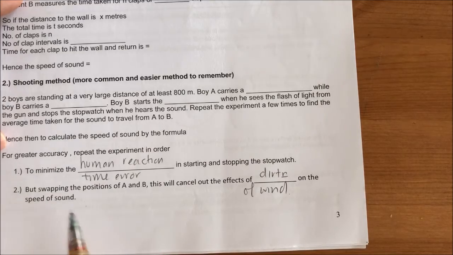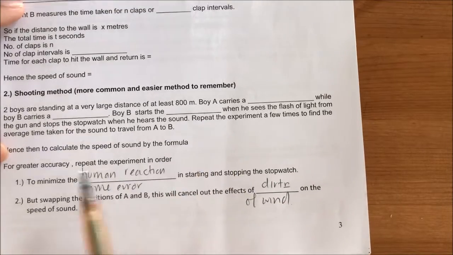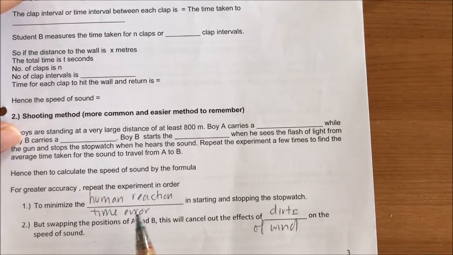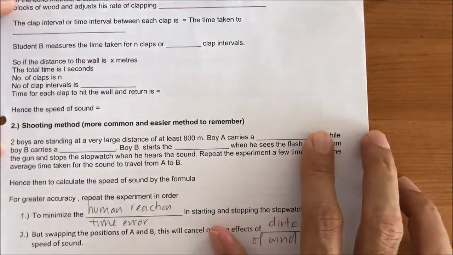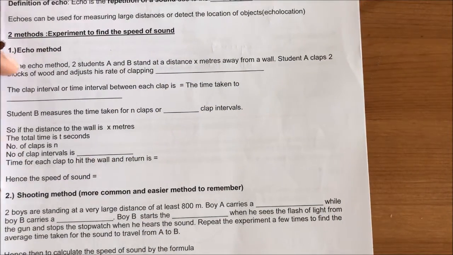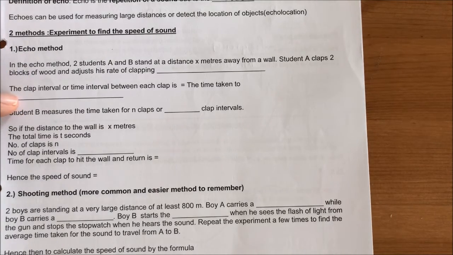The next one is to swap positions so that you can cancel out the direction of the wind. Then of course you repeat the experiment a few times and so on. So to cut down the errors, the human reaction time error especially. So know this experiment real well. Echo method, don't worry, I doubt it will come out. Just remember for pure physics students, when we talk about clap interval, I remind you what clap interval is.